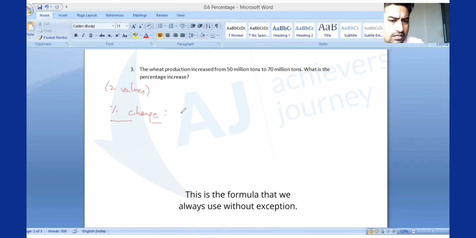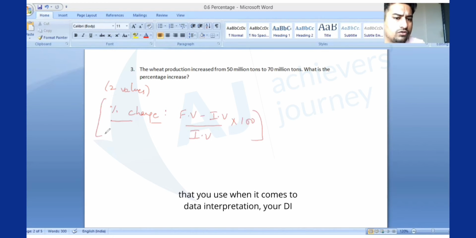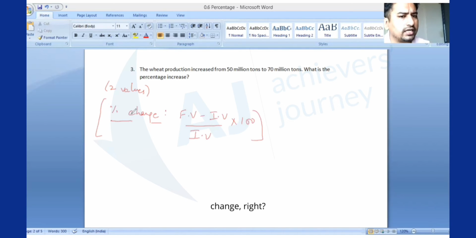So what is the formula? This is the formula that we always use without exception. Final value minus initial value upon initial value into 100. And this is a very common formula that you use when it comes to data interpretation, your DI part. Therein, a lot of times they'll ask you percentage change, right? And you will have to calculate it this way.